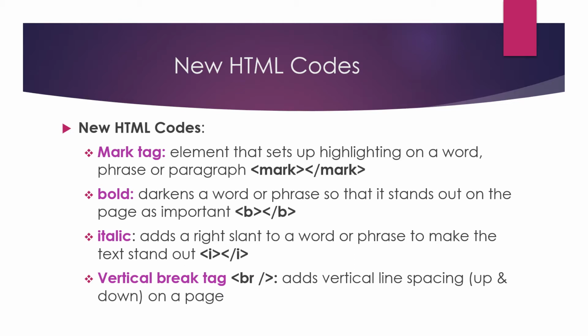Vertical break tag. This is a single tag. It's BR space / right angle. It adds vertical line spacing that's up and down on a page. So if you want to add more than one space between sections, you can do that by using the break tag.